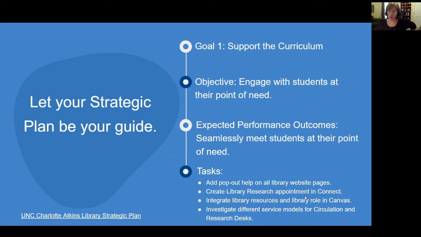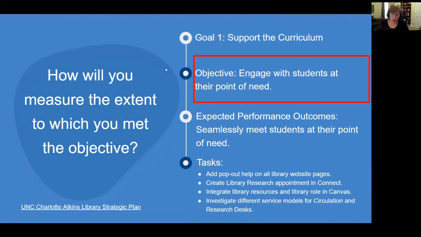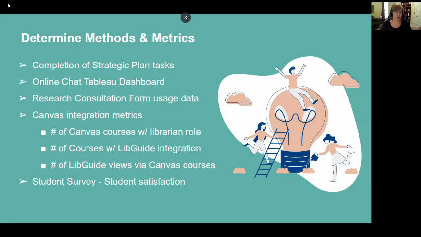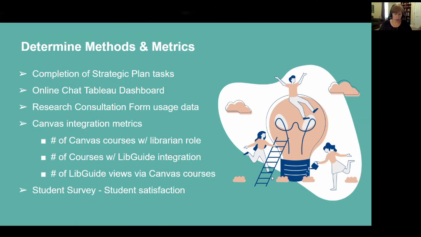These things related to Canvas are 2 separate initiatives, but they definitely are closely related. And then finally, we decided we would investigate and try out different service models for the circulation and research desks. Previously, these 2 desks, the circ desk and the research desk, were in separate locations, and reference questions were tracked separately. So the people who are doing the research help track their reference interactions through one data entry portal, and the circ staff enter theirs in a different data portal.